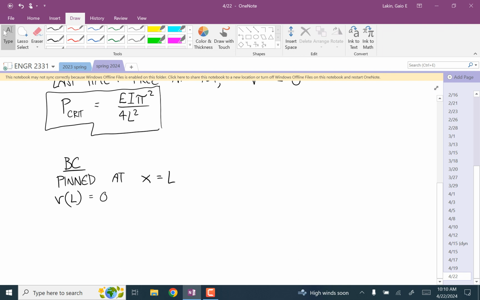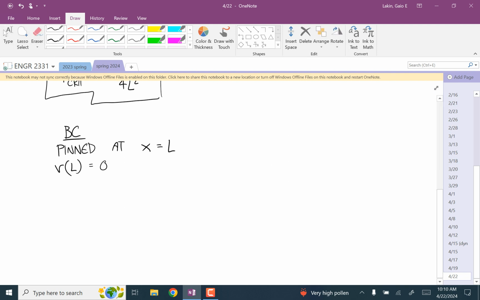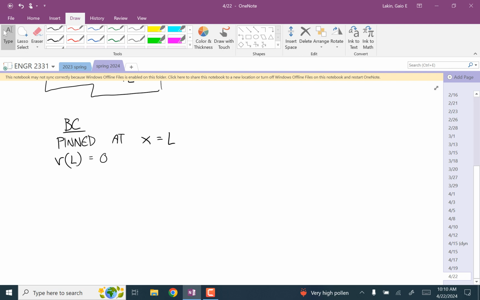Do we know anything about V prime? We don't, because something pinned at the top could have a shape like this. Well, this is fixed at the bottom, so down here it couldn't have that. But you can see how the slope of the deflection at x equals L in this case is not 0. So we can't assume that.